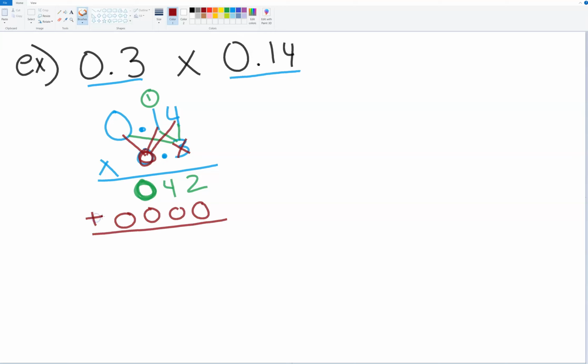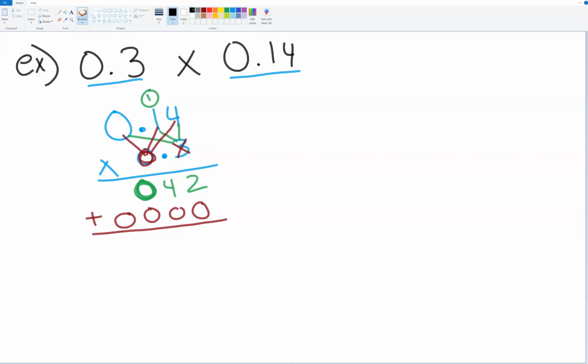Again, why do I do this? Because it helps you place your numbers correctly. Do you need to do this? No. If you know that you're going to end up with zeros, that's up to you, if you can understand that and still work with the decimals.